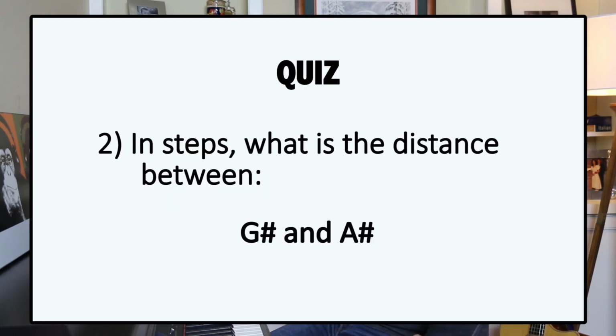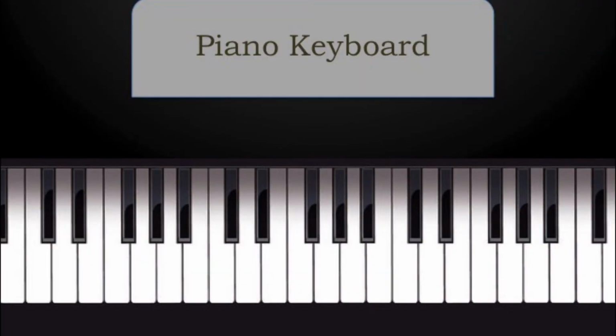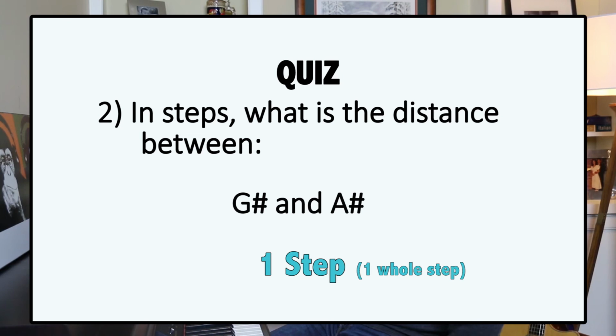All right, here's the second question. Again, in steps, what is the distance or interval between G sharp and A sharp? G sharp and A sharp. Okay, first you got to find those keys. Where's G sharp? We know that G is grandma's room. G sharp is 1/2 step above G. We know that A is attic, and 1/2 step above that is A sharp. So there's the G sharp and the A sharp. What's the distance? Did you answer one whole step or one step? That's correct again.